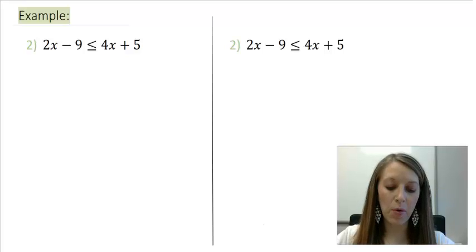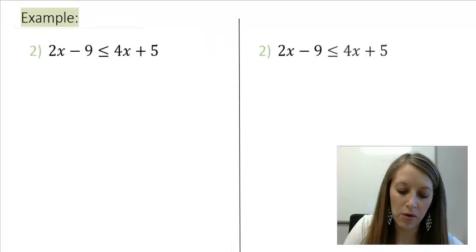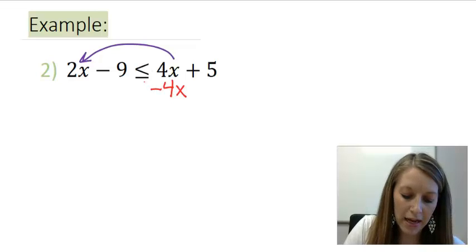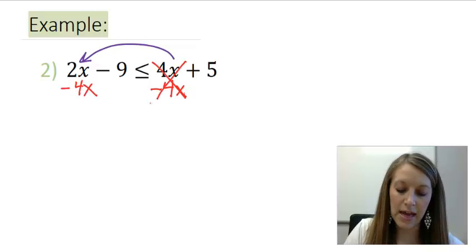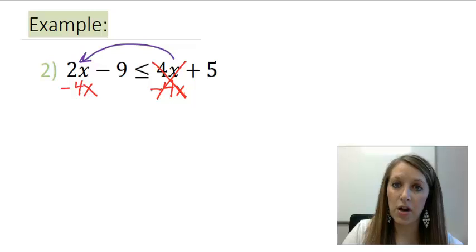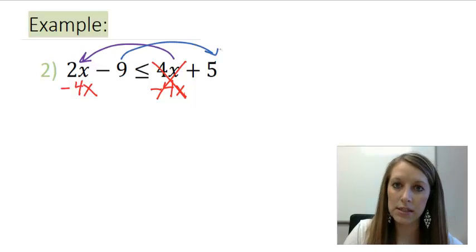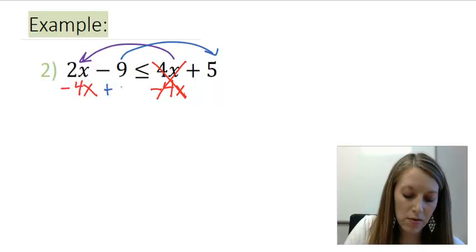Okay, the first way I'm going to solve this is I'm going to move my variables to the left. And I do that by subtracting 4x from both sides. That cancels my 4x's out. And if I move my variables to the left, then I should counteract it by moving my constants to the right. And let me do that by adding 9 to both sides.